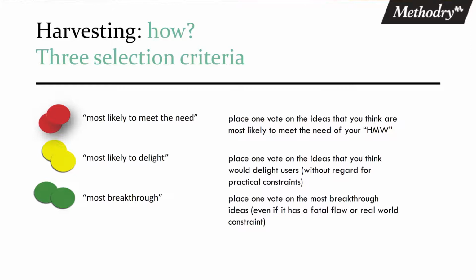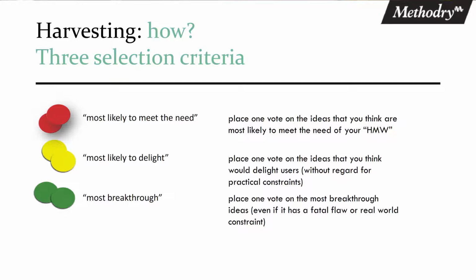The yellow dots are going to be most likely to delight. We want you to place 1 vote on the ideas that you think would delight your users, and importantly, without regard for practical constraints. And finally, we want you to place green dots beside the ideas that you think are most breakthrough.